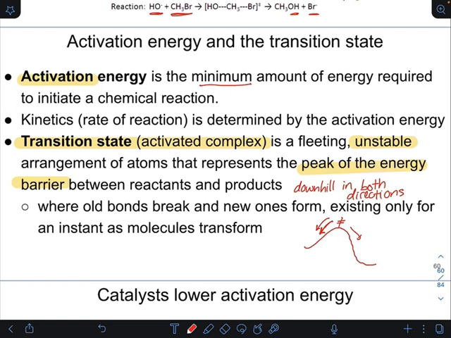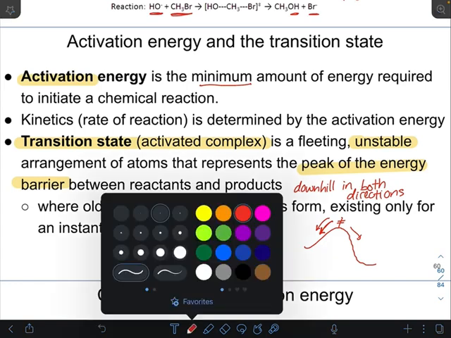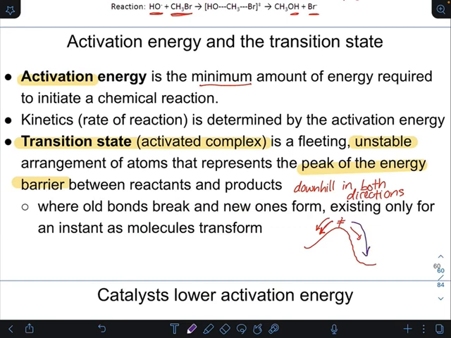But especially if this is an exothermic reaction, what can happen is once the reactants go this way and they fall into the products, the hill that they would have to reach to go backwards is too big. And so they stay as the products.